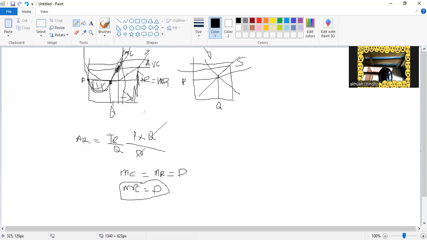Average variable cost is just the cost per unit. But to be able to produce additional units, there must be an incentive. So if, let's say, the demand exceeds supply in the market.